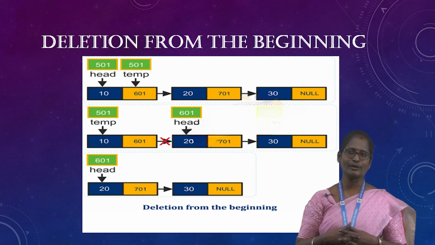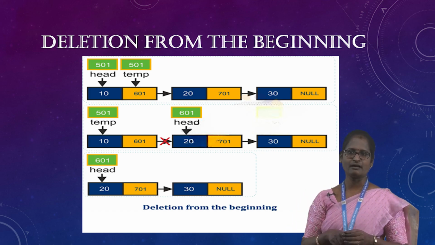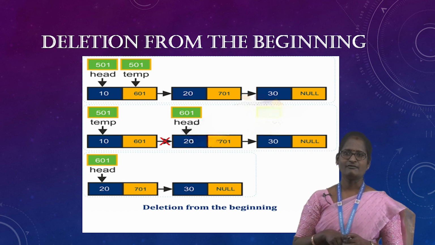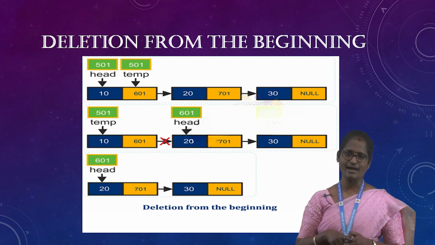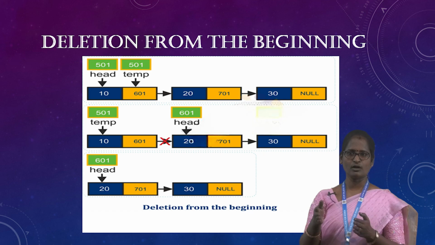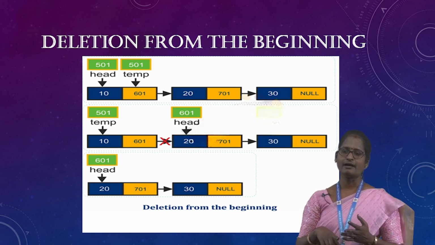Then the next one, deletion from the beginning. How to delete the node at the beginning? In this diagram, we delete the node at the beginning. 501 is the head, then temp is 501. Then next follows temp, 601. These are the sources of the data and the address.